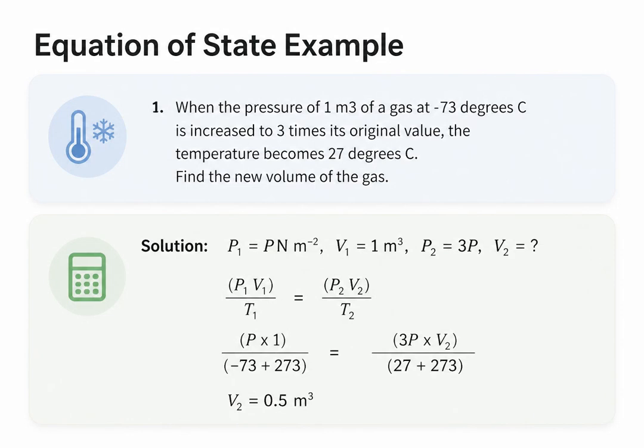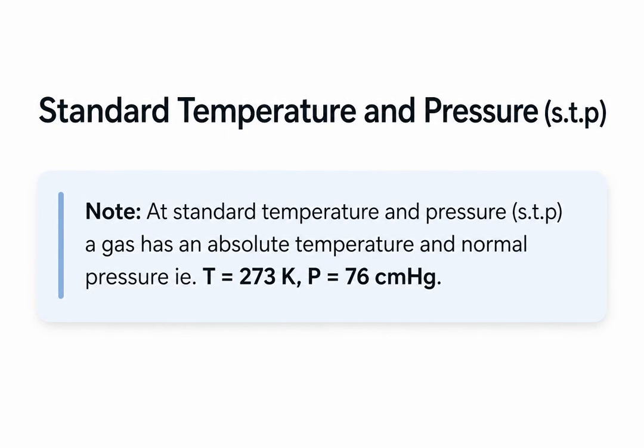Let's see how the equation of state handles simultaneous changes. We have 1 cubic meter of gas at negative 73 degrees Celsius. We triple the pressure, and the temperature rises to 27 degrees Celsius. By setting up our equation, the initial pressure P cancels out, allowing us to solve for the new volume, which is 0.5 cubic meters. Often in physics and chemistry, you will see the abbreviation STP, which stands for Standard Temperature and Pressure. This is a universally agreed upon reference point, where the absolute temperature is 273 Kelvin, and the pressure is 76 centimeters of mercury.